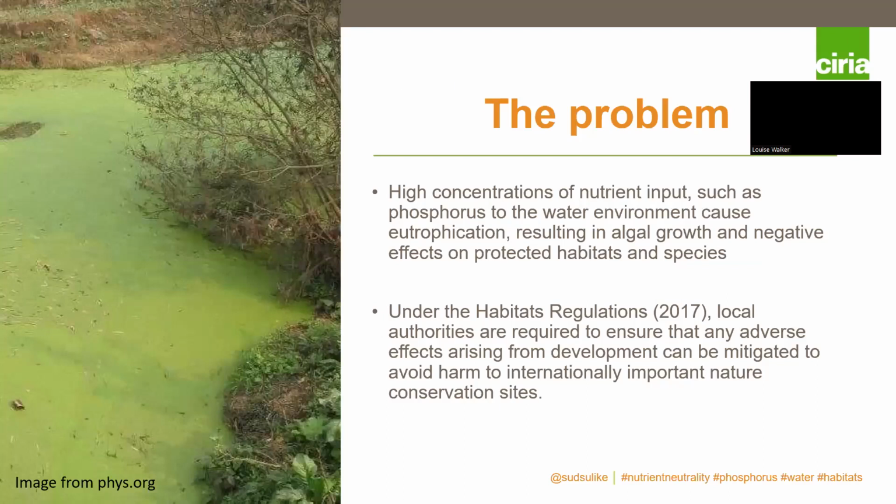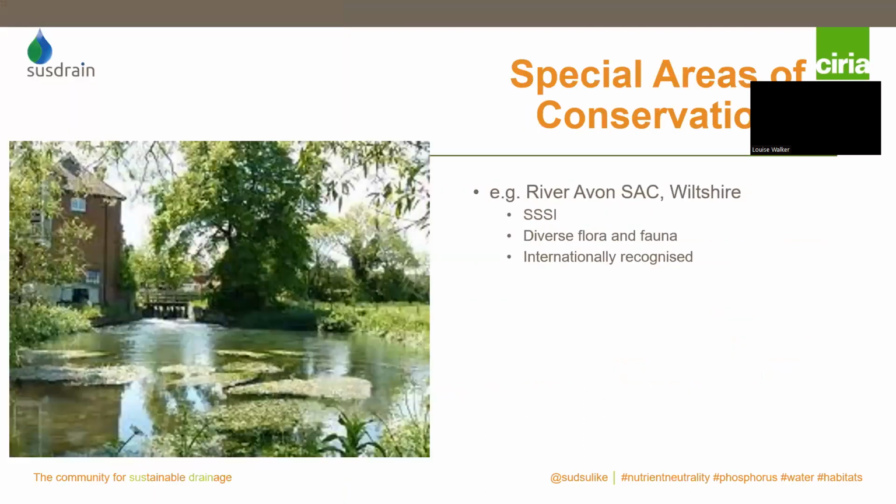This is a problem, as we've heard today, of high concentrations of nutrient input entering the receiving water environment and causing eutrophication. And under the habitats regulations, local authorities are required to ensure that new development does not make that problem worse. For example, the River Avon in Wiltshire, which is an internationally recognised river for its diverse flora and fauna.